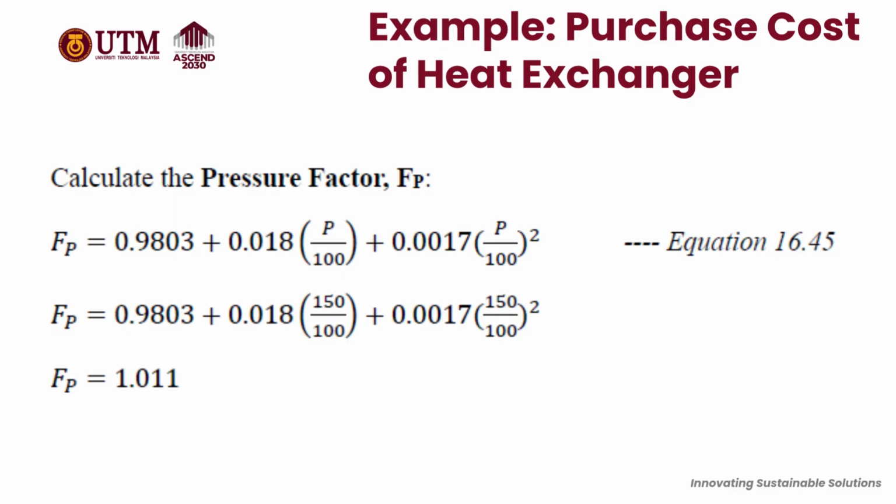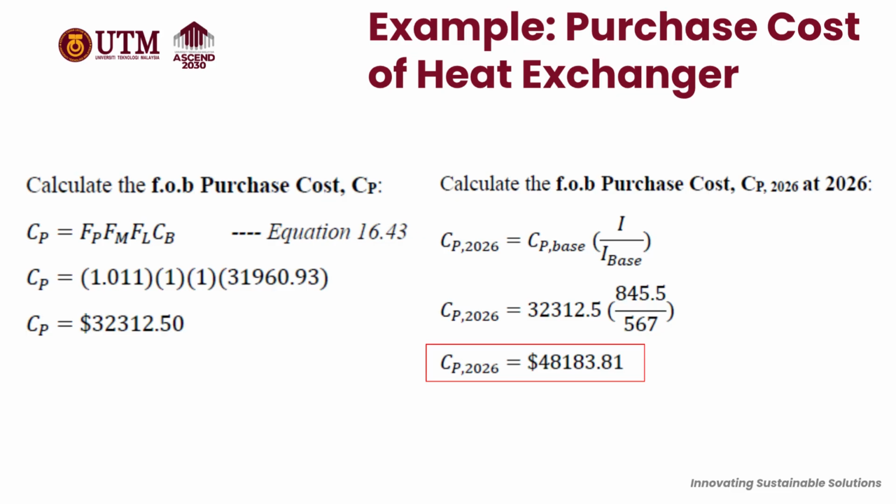Afterward is the pressure factor, for which we need to use the pressure, and the pressure must be in units of psig. We are using equation 60.45. By substituting the pressure, we get FP equals 1.011. After getting the unknowns, we can substitute them into equation 60.43, which is the FOB process cost, CP.